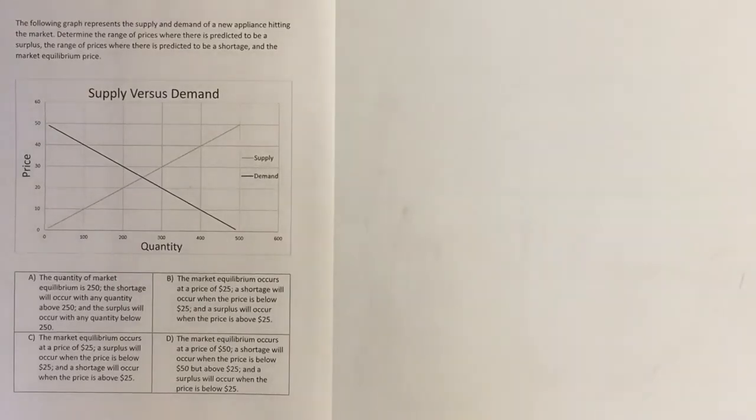This session's test prep question is a social studies question. To be more specific, it focuses on economics. The question reads, the following graph represents the supply and demand of a new appliance hitting the market.